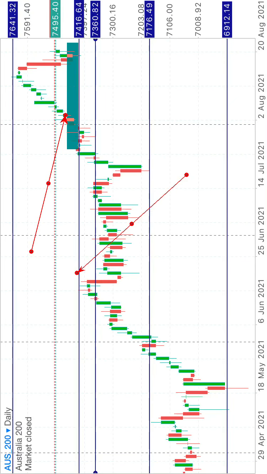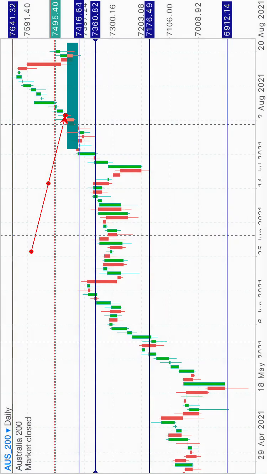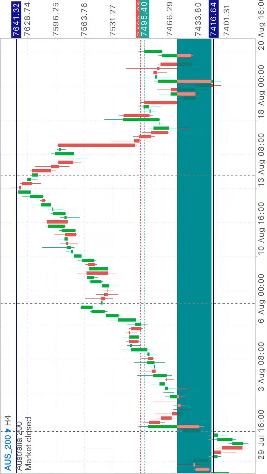Because before that point it was the resistance, and then this arrowed candle managed to break above that resistance. So that point is no longer a resistance. It is now what? It is a support level. We need to look for what? We need to look for buy opportunities when prices do what? Do a retest. Then now we will be switching to H4 time frame.